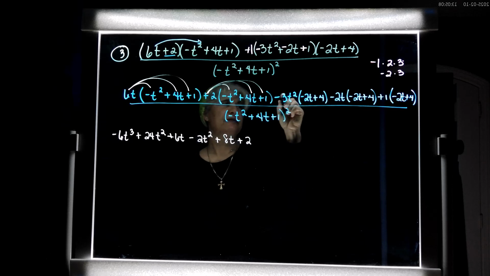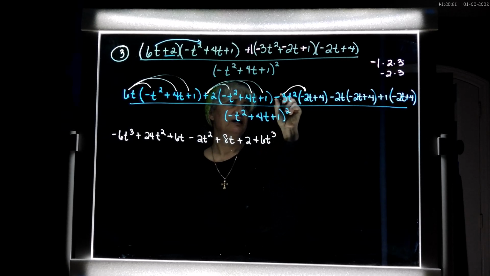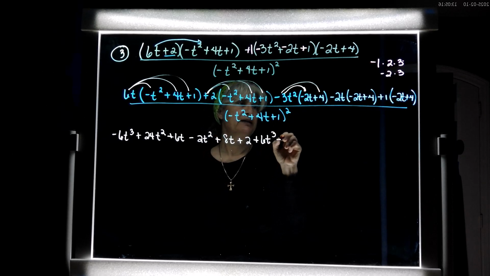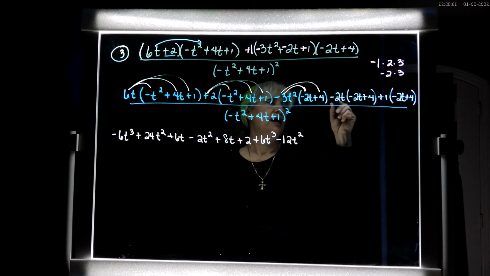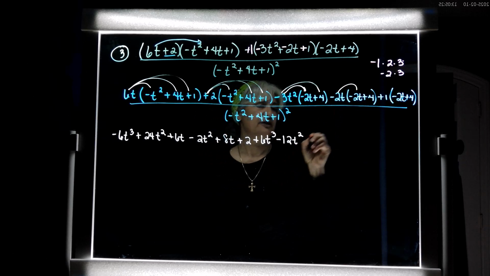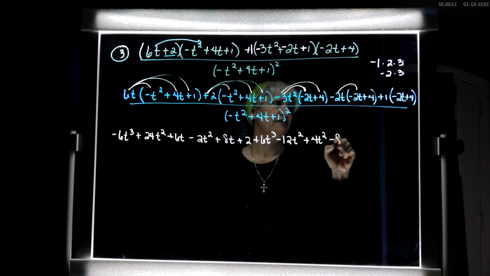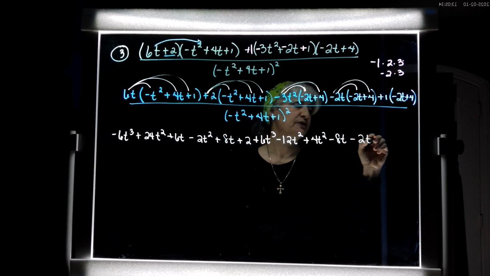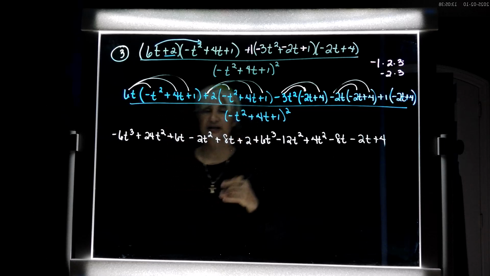-3 to, okay, so I've got this distribution. So we have plus 6t to the power of 3, and then minus 12t to the power of 2. Okay. And then, yeah, that's going to be a +4t squared and a -8t, right? And then minus 2t plus 4. Gratefully, that doesn't change. All over this lovely denominator, yes?